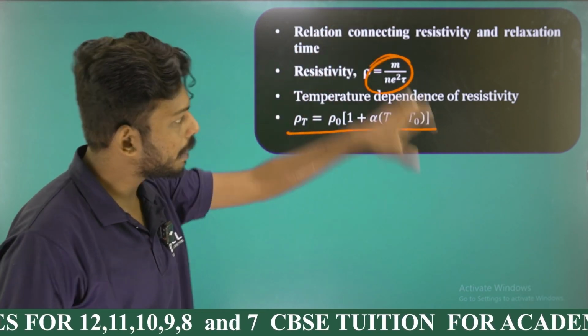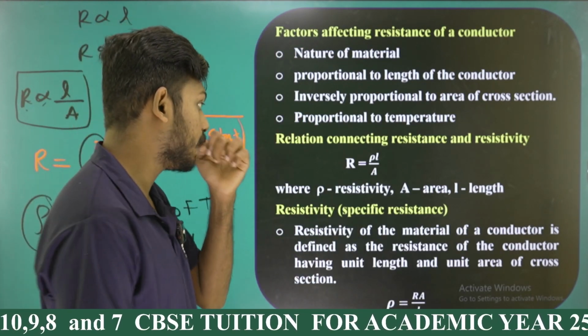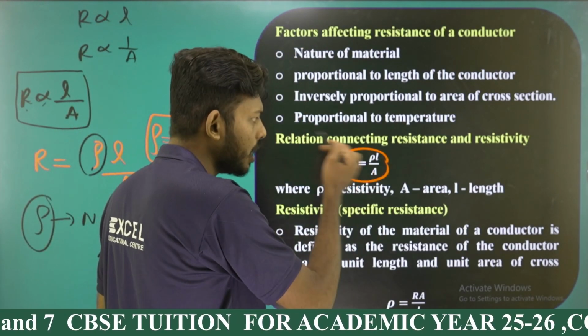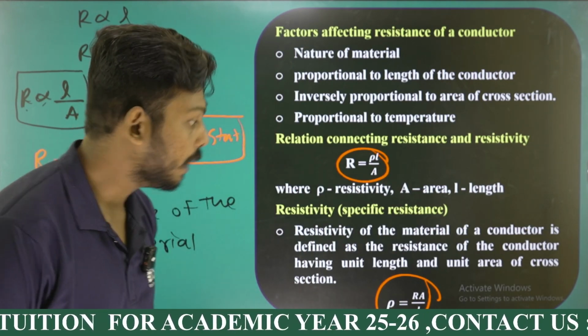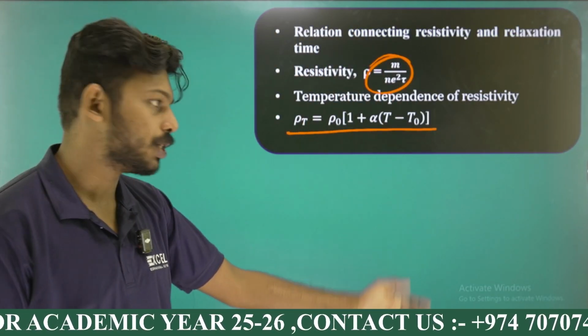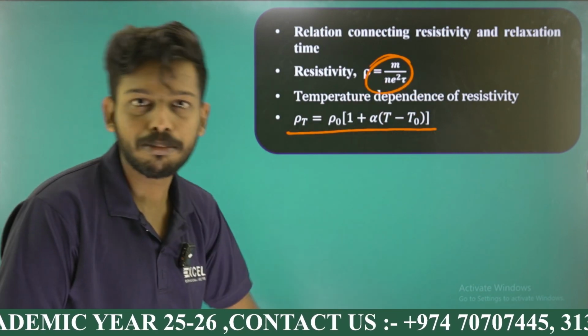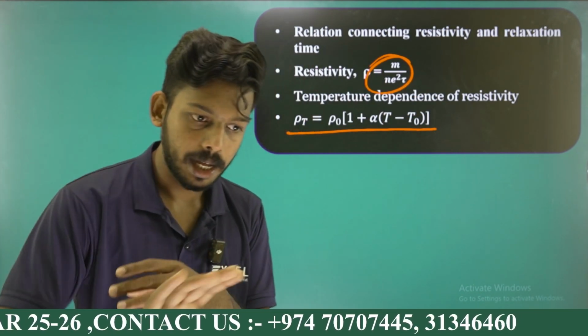So these are the basic equations that you have to remember in the topic resistivity. Which are the basic equations? First equation is obviously R is equal to rho L by A, the second equation is rho is equal to R A by L, and the third equation is the relation between resistivity and the relaxation time. It's actually one of the most important equations, and the derivation is also important for the board exam, not for the entrance exam.